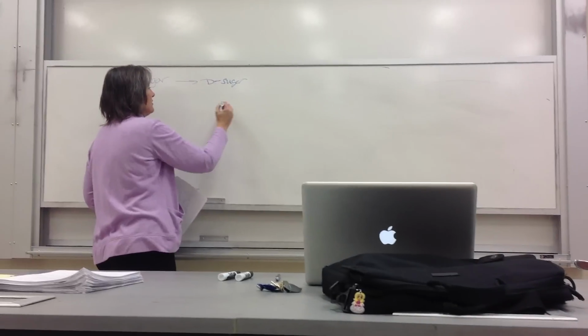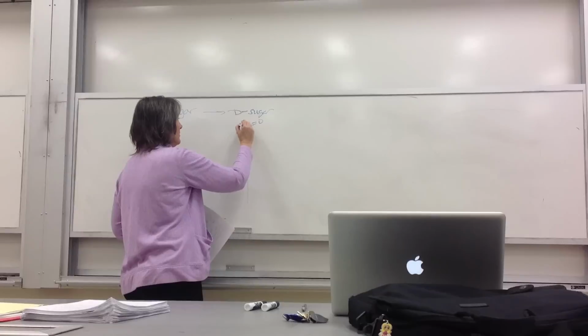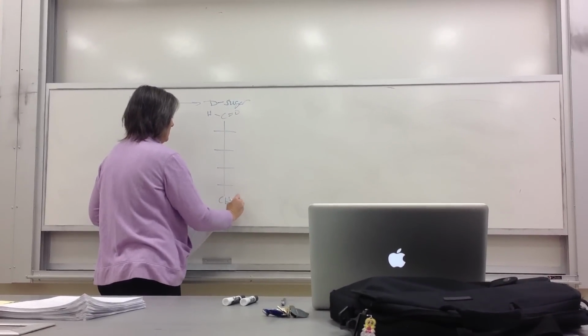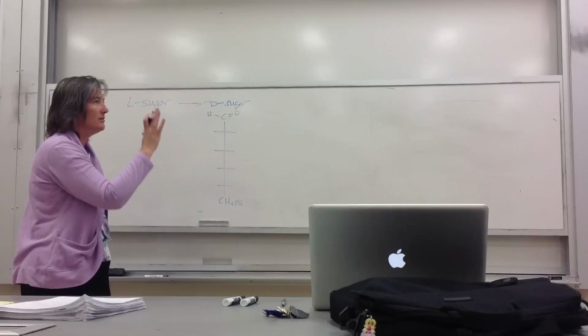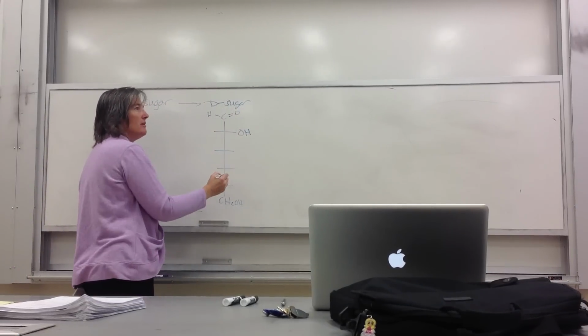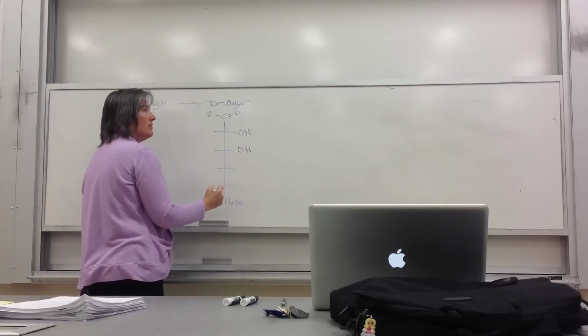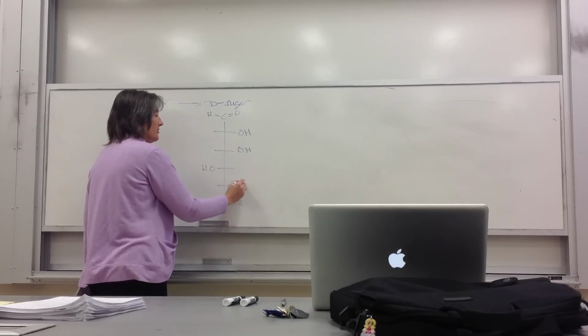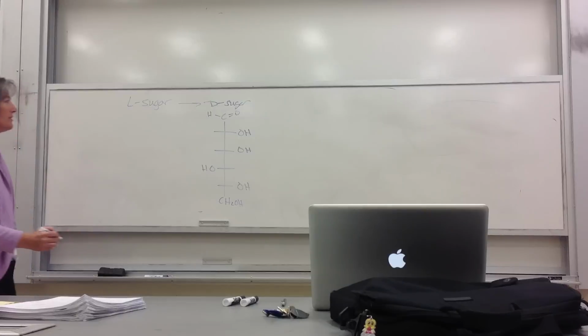So first and foremost, let's see what it would look like if it were a D sugar. The mirror image is fine. It would have an OH here, and then an OH here, and an OH there, and an OH here. Does that look like the mirror image of my sugar that I care about? Okay, which sugar is this?